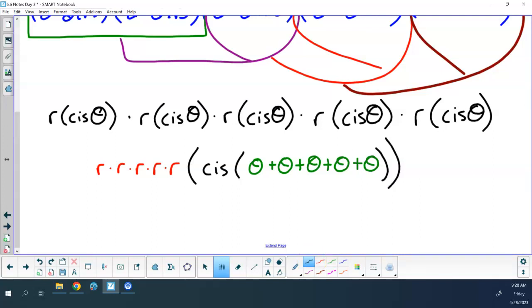That's what we learned yesterday. Take all the r values and multiply them together. Take all the theta values and add them all together. Well, what does this red simplify to be? r to the fifth power, right? So this would just be r to the fifth power. What does the green simplify to be? 5 theta, right? Because you got 5 theta, so it's 5 theta.